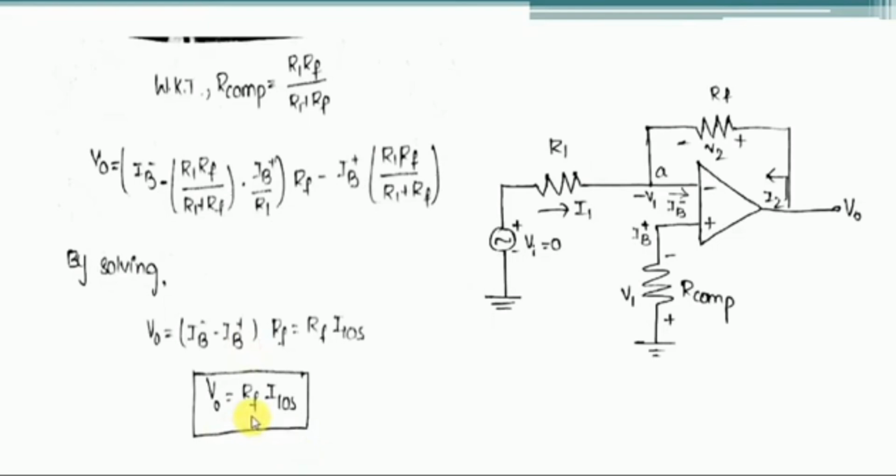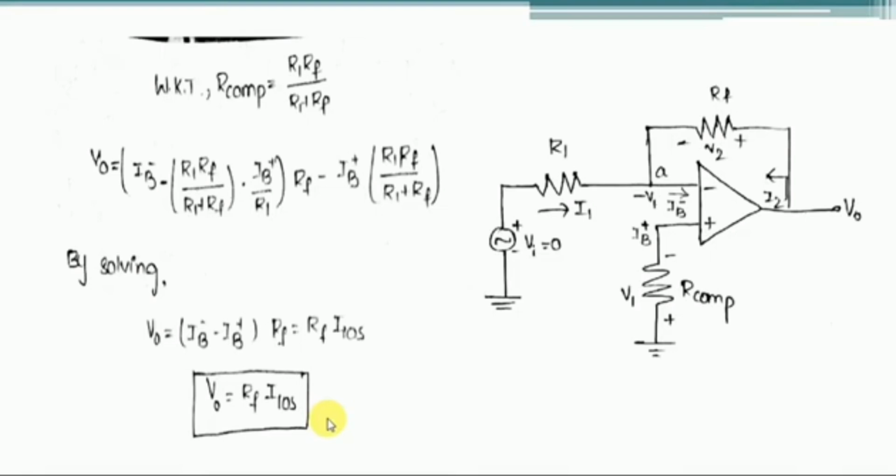For a typical IC741, for example, we know that the RF value is 1 mega ohm and the input offset current value is 20 nanoamperes. So the output voltage V0 numerically we can obtain as 1 mega, which is 10 power 6, into 20 nano, which is 20 into 10 power minus 9. So finally the V0 value is 20 millivolts, which is very less. But if you consider low power applications, this millivolt will create a severe problem in designing applications.